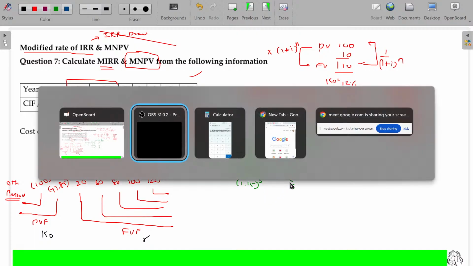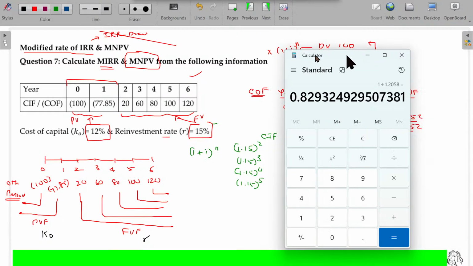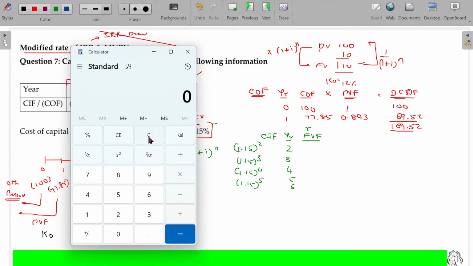So you can use the calculator. Okay. So 1 divided by 1.15 in your non-scientific calculator, you just press equal, you will get the value directly. I need to make a slight correction here. Wait, please.